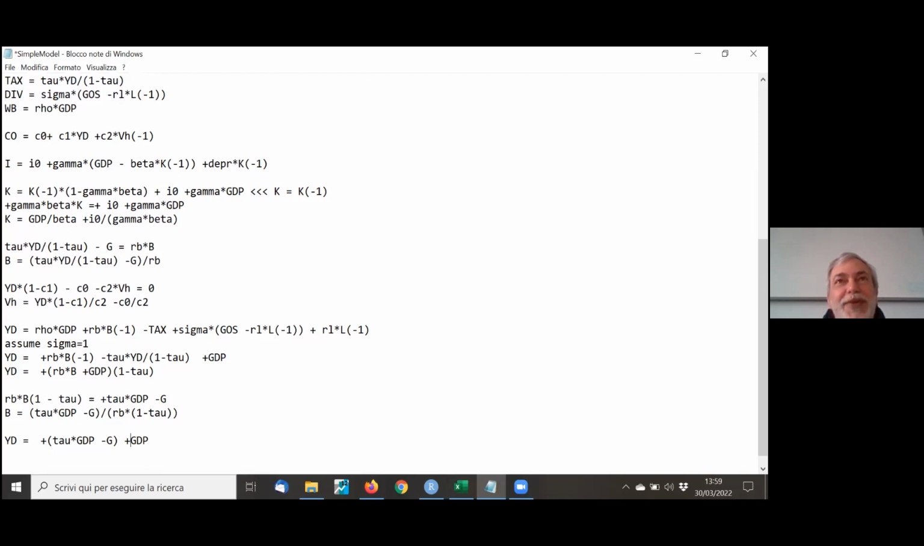Why did you drop 1 minus tau? It was the numerator. It was not on the other side. Ah, yes, it's true, it was on the right-hand side. So up to here, this looked correct, because now disposable income is GDP less taxes plus interest obtained from the government.